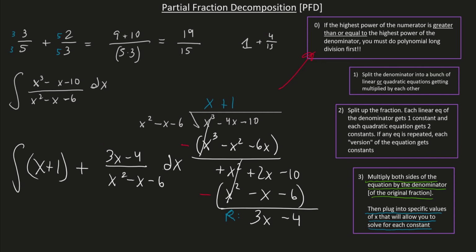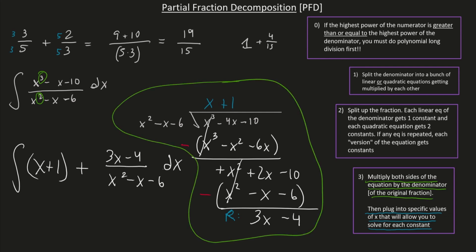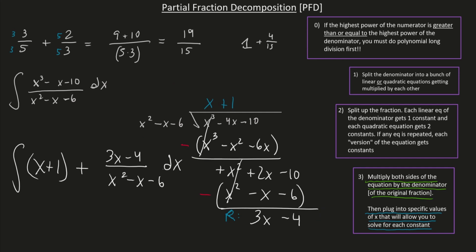So this right here is the absolute very first thing we have to do. Before doing any of the other steps we talked about, we always have to check the highest power of our numerator and the highest power of our denominator. If the highest power of our numerator is greater than or equal to the highest power of the denominator, we have to do this whole long division step. So keep in mind, if this was a 2 instead of a 3, we would still have to do that long division step. Be aware of that.